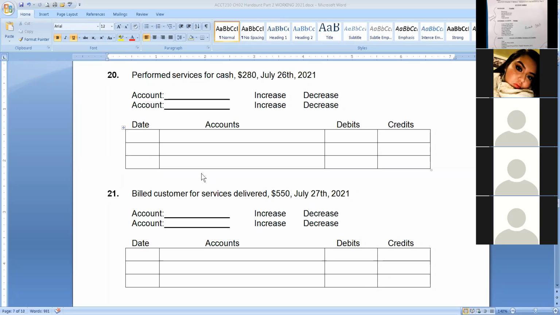So perform services for cash, $280. So we did some kind of service for people, whatever it was, landscaping, consulting, or whatever, for cash. So what accounts are we going to use?